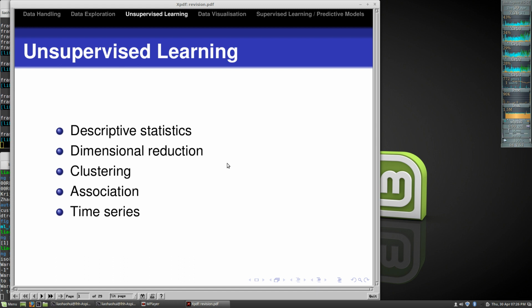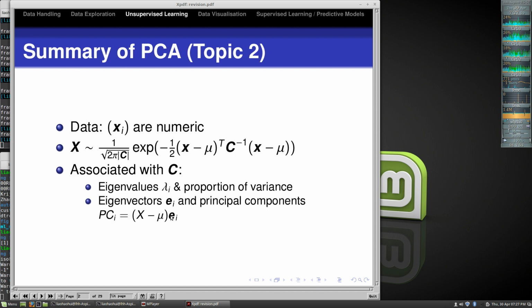For dimensional reduction, we have only discussed the principal component analysis, so there will be a question of 2 marks coming out in your final assessment. Clustering is a bit heavy. I think it's something like 8 marks or 10 marks on clustering. We never discussed association and time series. That is for other courses, so it won't come out at all in your final assessment, but you can comment on them if you know anything about them.